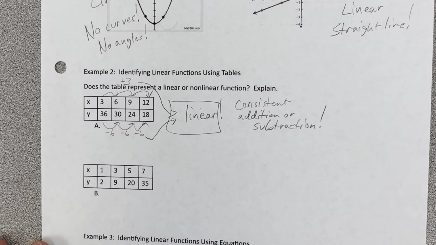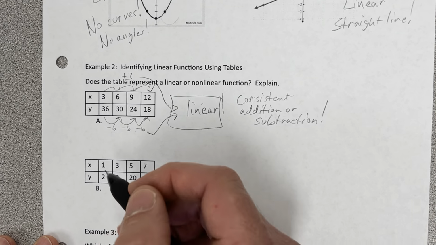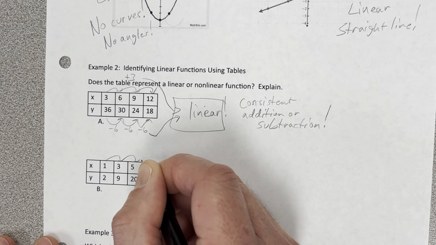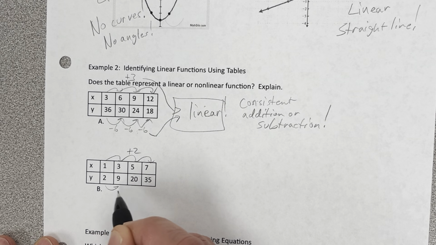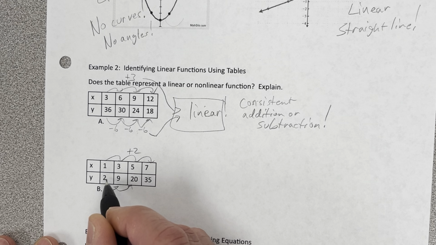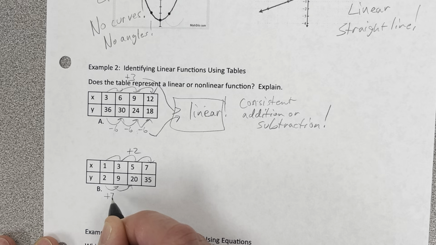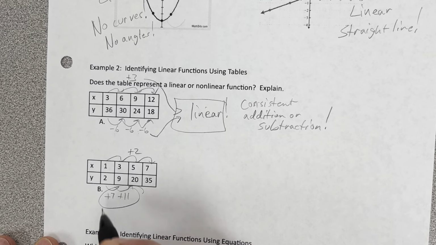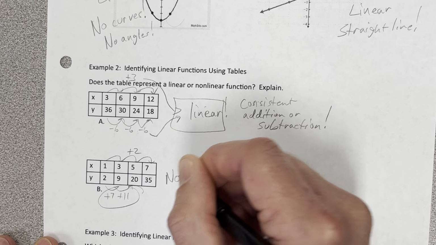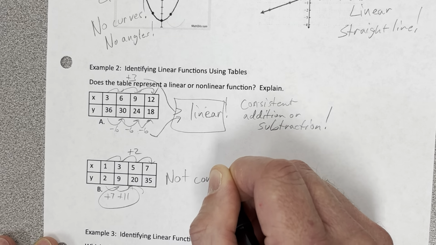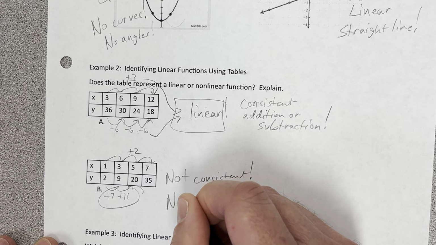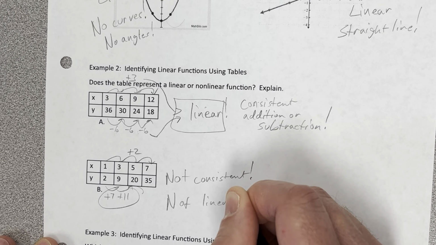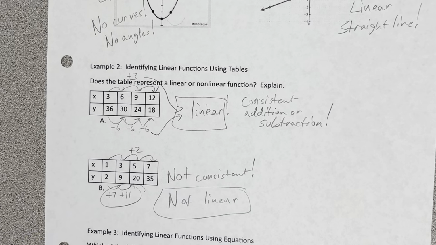And for part B, let's see if we're going consistent across the top. And we are, we're adding 2 each time. Now let's see if we are consistent across the bottom. Let's double check here. To go from 2 to 9, we would add 7. And then from 9 to 20, we would add 11. And you can see right away that it's not consistent. And since it's not consistent, it is not linear. Okay, not linear right there.